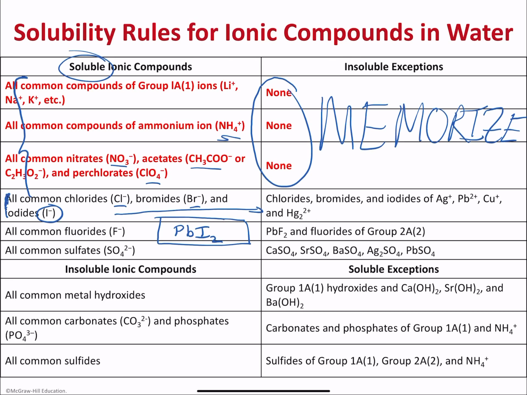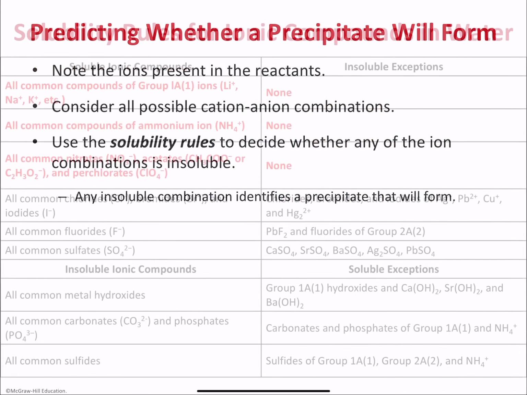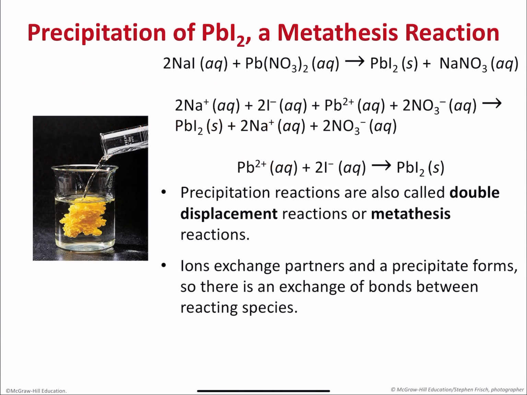And let's see here. Chlorides, bromides, iodides of silver, lead 2, and this lead, let me go forward here. There we go. So this lead in my lead iodide is lead 2 plus. So this is lead 2 plus iodide, so I'm going to put a solid. So that would be an insoluble compound. So that's an example of how to use the table.